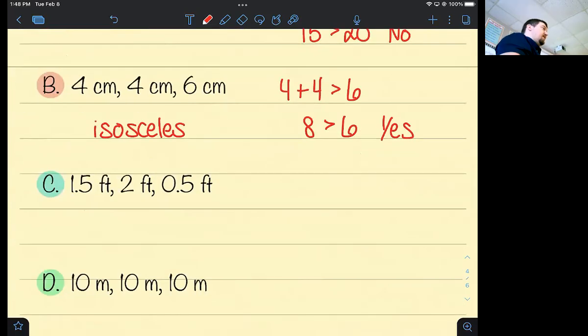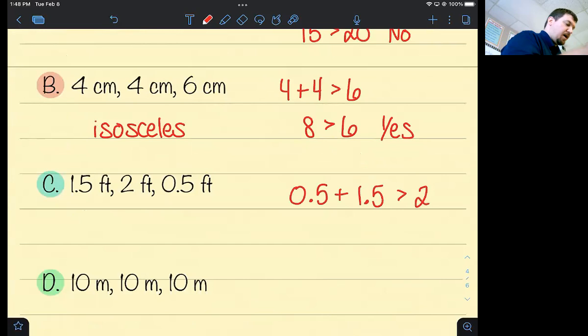1.5, 2, and 0.5. Dawson, what are the two shorter sides? Okay, so they didn't give it to us in order this time. So make sure you're not just listing the first two sides, but the smaller two sides. That has to be greater than 2. And Dawson, what is a half plus 1.5? Dawson, is 2 greater than 2? The answer is no. So this one's a no. This is just a really thick line. This isn't a triangle at all. Has to be greater than, not greater than or equal to, just greater than.